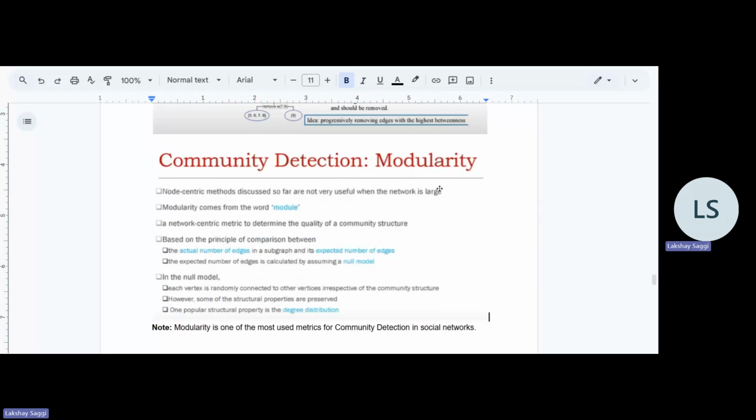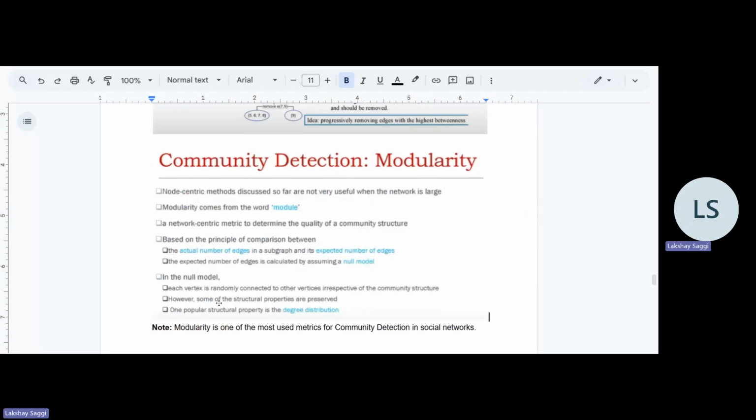And even though it's a metric, people have come up with good algorithms to find good modularity also. But let's come to that later. For now, let's just think of it as a metric of how good a community structure is. It's based on a comparison between the actual number of edges in a subgraph and its expected number of edges. And the expected number of edges is calculated in the null model. All of these technical details will come later.